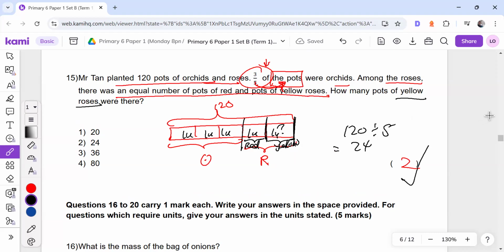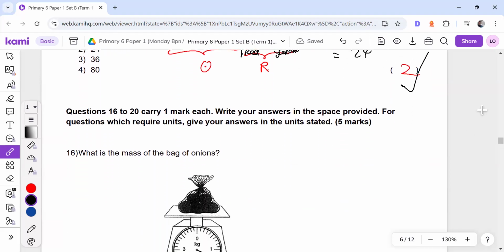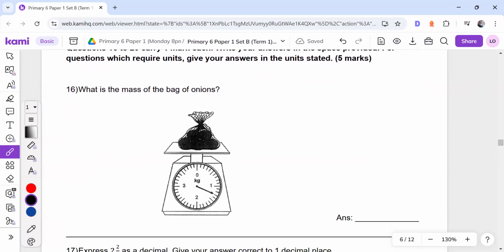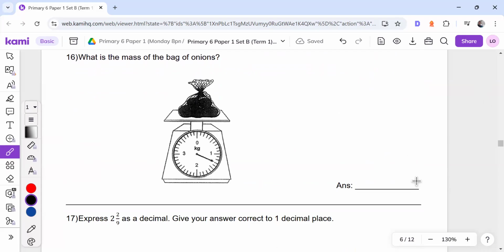Now let's go to question 16. What is the mass of the bag of onions? In the Paper 1 PSLE, you'll be asked for kg or grams, but over here, I didn't put any units, so you can have multiple answers. Number one, you need to count the gaps. 1, 2, 3, 4, 5, 6, 7, 8, 9, 10. You don't know how to do it because you didn't count the gaps.